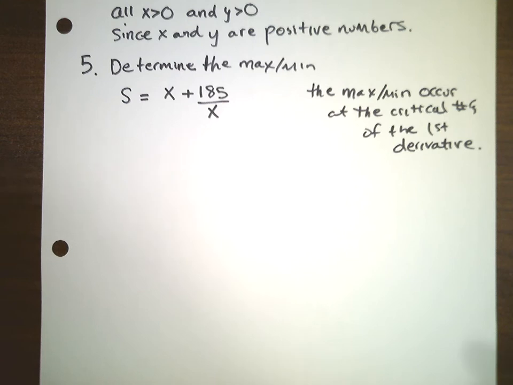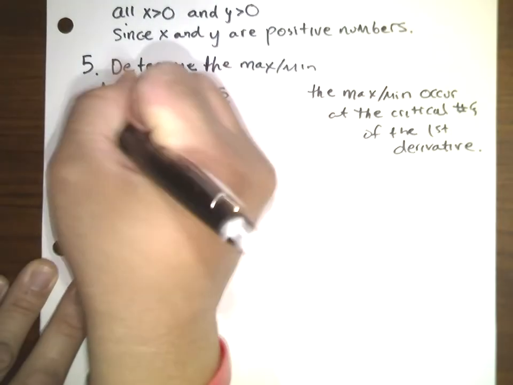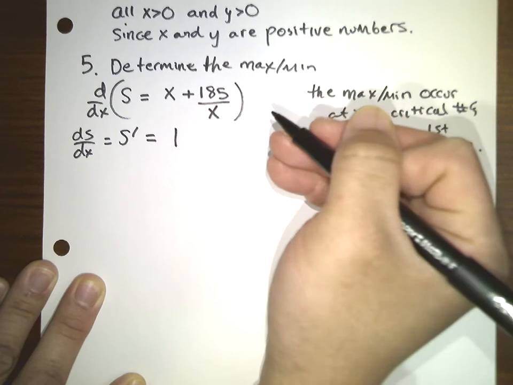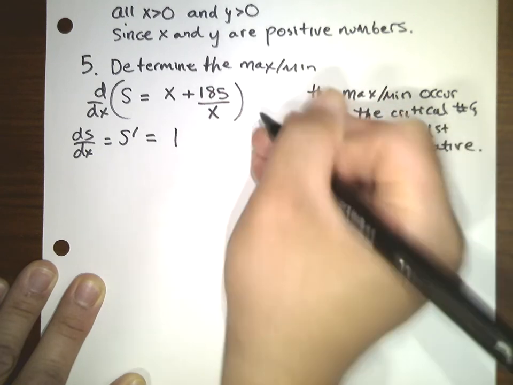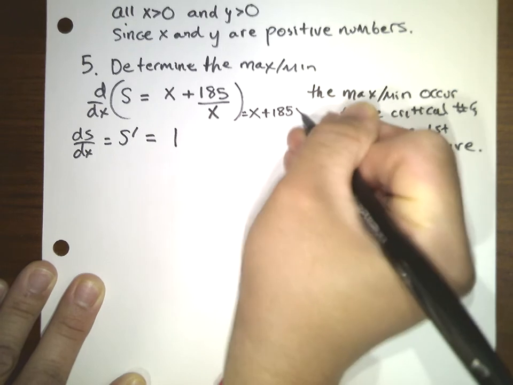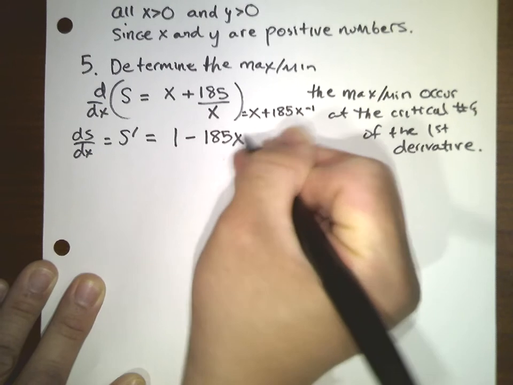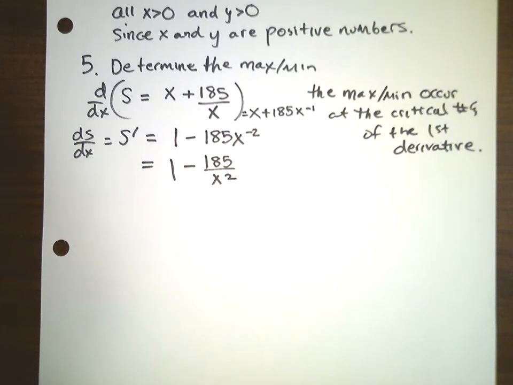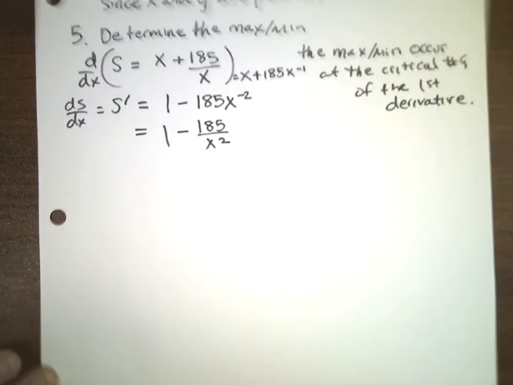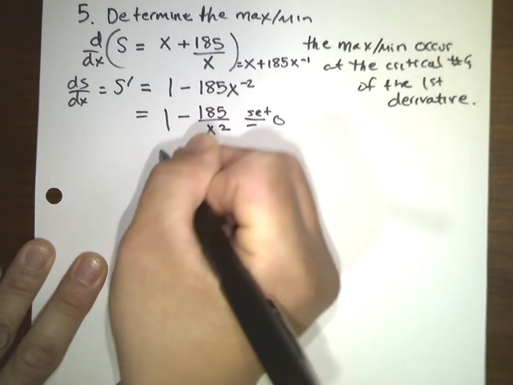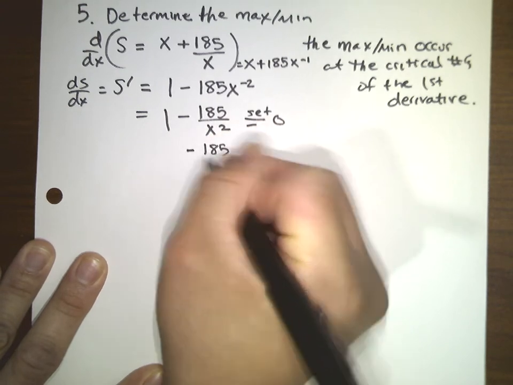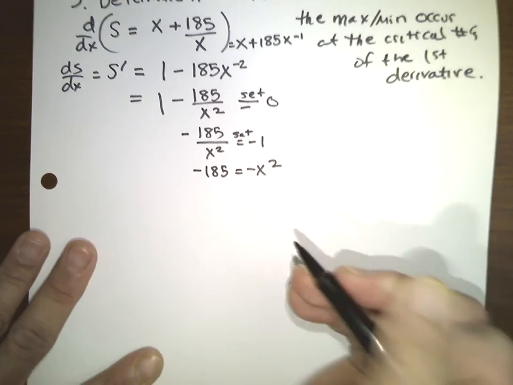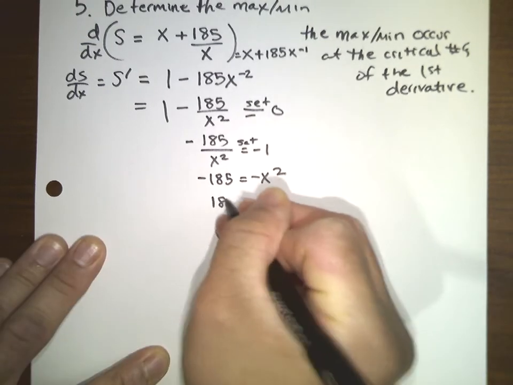So let's find the first derivative. So ds/dx, or s prime, is equal to the derivative of x, which is 1, and then the derivative of 185 over x. Remember, this is like x plus 185 x to the negative 1 power. So it's minus 185 x to the negative 2 power, or 1 minus 185 over x squared. So what I'm going to do now is set this equal to 0. So then I'll subtract the 1. So negative 185 over x squared is negative 1. Then multiply by x squared. So negative 185 is negative x squared. And then I will divide by negative 1. So 185 is x squared.